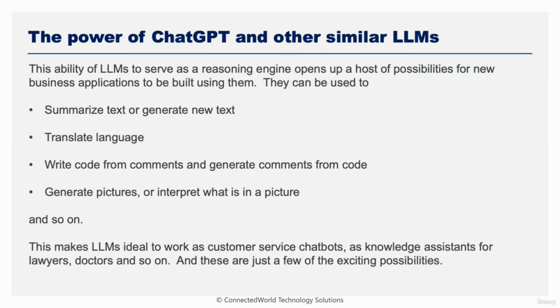The power of ChatGPT and other LLMs. This ability of LLMs to serve as a reasoning engine opens up a host of possibilities for new business applications to be built using them. They can be used to summarize text or generate new text, to translate language, to write code from comments or generate comments from code, generate pictures or interpret what is in a picture, and so on. This makes LLMs ideal to work as customer service chatbots, as knowledge assistants for lawyers, doctors, and so on. And these are just a few of the exciting possibilities.